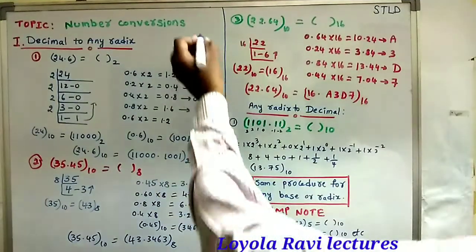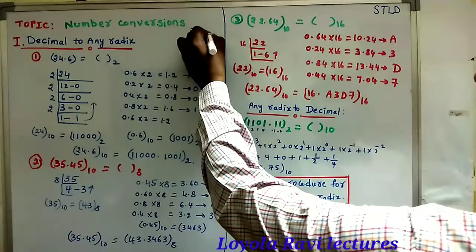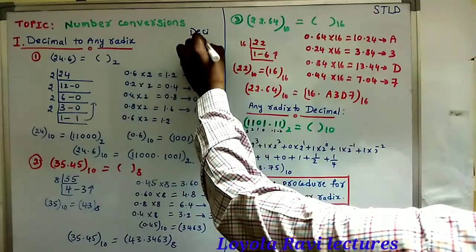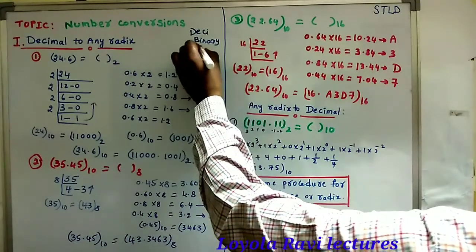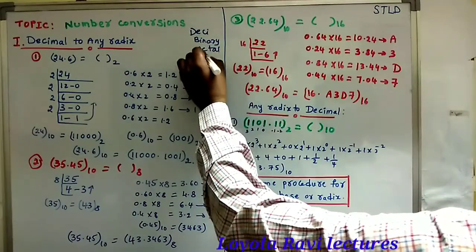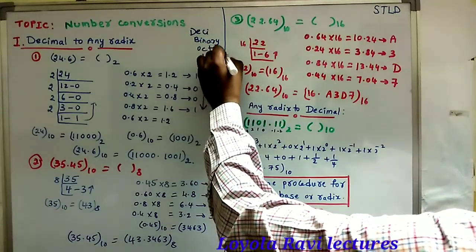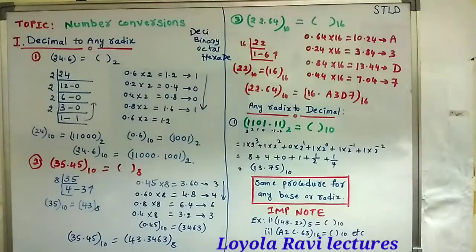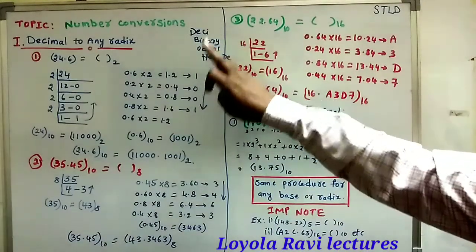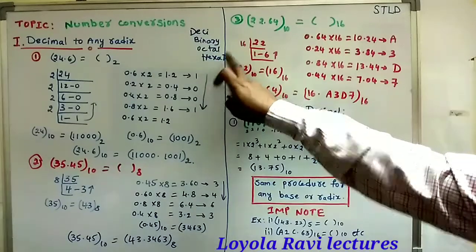Types of number systems. One is the decimal number system, second is binary, third is octal, and the fourth one is hexadecimal. These are the four number systems: decimal number system, binary number system, octal number system, hexadecimal number system.